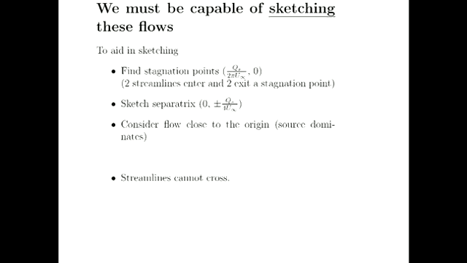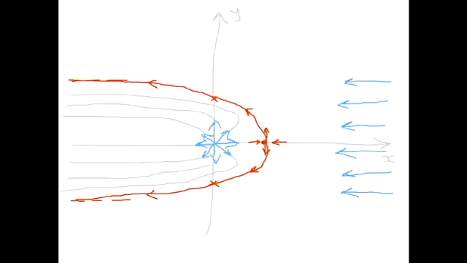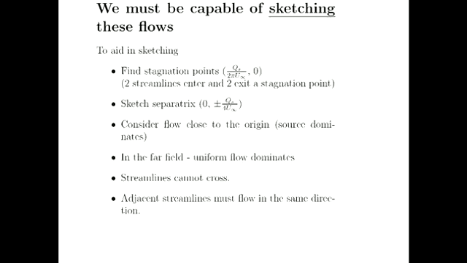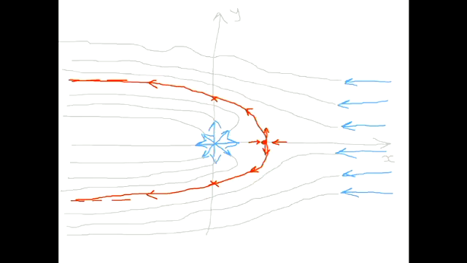And you should remember these rules. The streamlines can never cross, and where streamlines come close together, adjacent streamlines must be moving in the same direction. So then I can sketch what's going on with the source by considering the origin, and I know that in the far field upstream of that source, the flow must just resemble the uniform flow. And again, I remember that rule that streamlines can't cross, and when they come close to that separatrix, they must be flowing in the same direction.